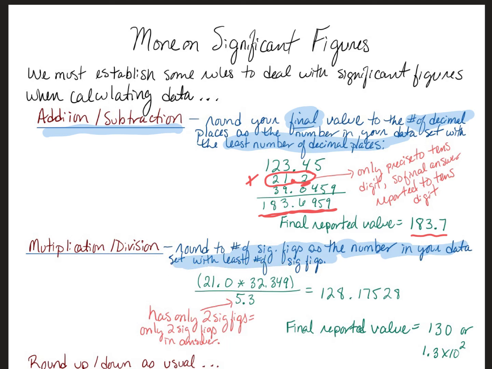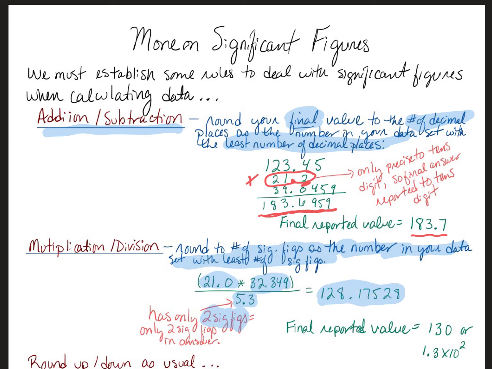So in this case, we have 21.0. That's 3 significant figures. Here we have 32.349. That's 5 significant figures. 3 is less. And we're dividing by something with only 2 significant figures. So since the one on the bottom has the lowest number of significant figures, that's what we're going to report our final data in. Go ahead and put this into your calculator and get the number that it spits out.